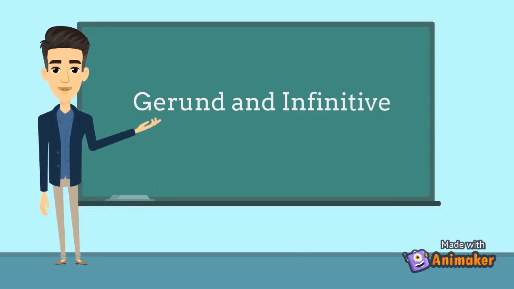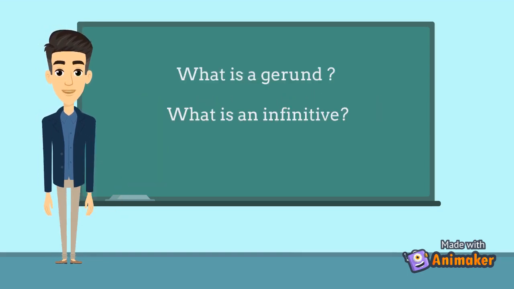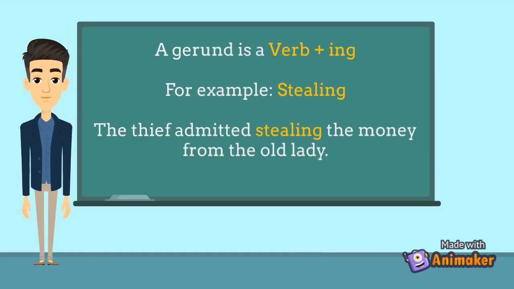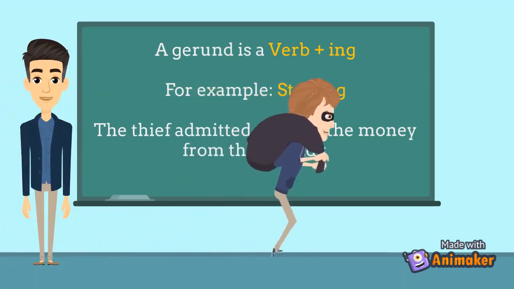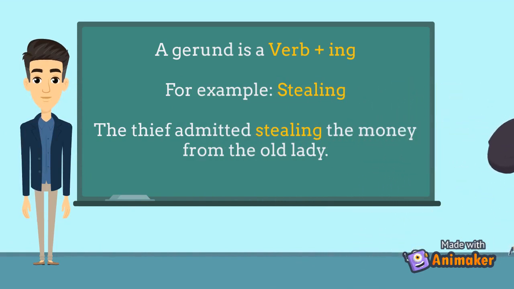Today, we are going to learn more about gerund and infinitive. Let's start our lesson. So, what is a gerund? And what is an infinitive? A gerund is a verb plus ing. For example, stealing. Let's put the gerund in a sentence. The thief admitted stealing the money from the old lady.